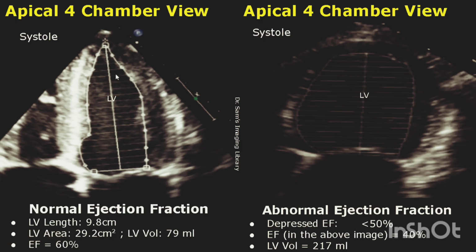These are the values we got in the normal image. The end systolic volume is 79 milliliters. This resulted in an ejection fraction of 60%, which is normal. In the image on the right, the volume is 217 milliliters. The ejection fraction here is 40%, which indicates reduced left ventricular function.